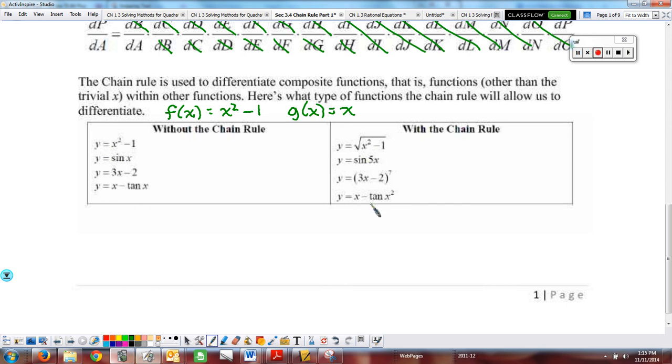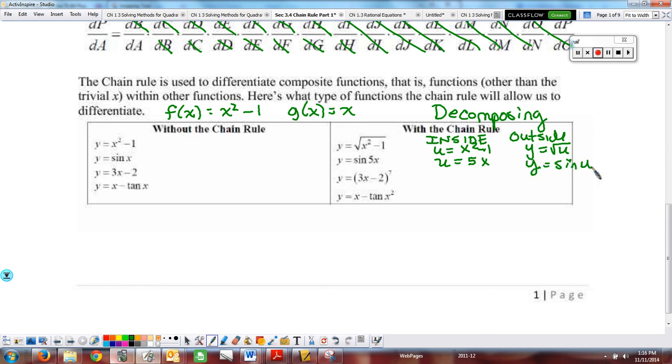But as soon as you start to see something like this, what you have to recognize is that you have a composition of functions. And you have to have that skill of decomposing the functions into an inside function and an outside function. So our inside function, say for this first example, u would equal x squared minus 1. Our outside function would be y equals the square root of u. Our inside function here, u would be 5x. Our outside function would be sine of u. Our inside function here, u would equal 3x minus 2. Our outside function would be u to the 7th.